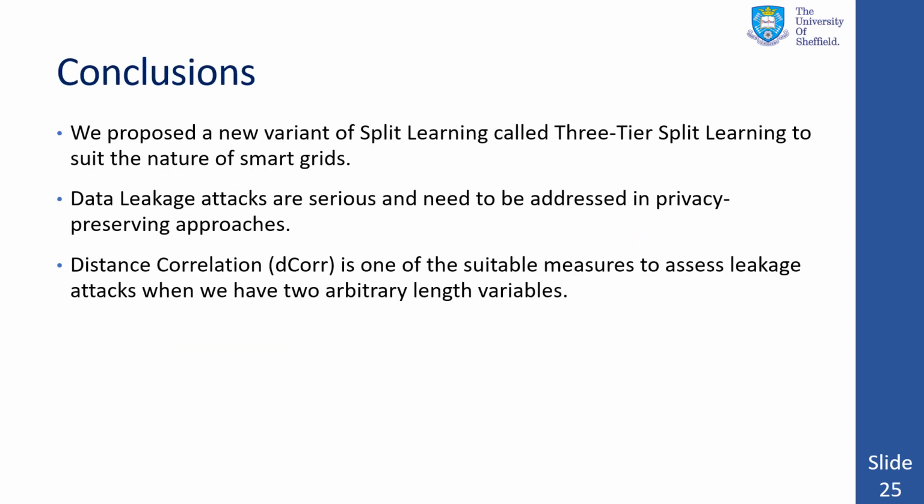To conclude, we have proposed a new variant of split learning, which we call three-tier split learning. The three-tier split learning is much more suitable for the nature of the smart grid environment. Another important thing to remember is that data leakage attacks are very serious and need to be addressed in any privacy-preserving approaches. Unfortunately, they are often overlooked. We have used distance correlation as a measure to assess leakage attacks. The reason that we use distance correlation is that it can measure the association between two arbitrarily linked variables.